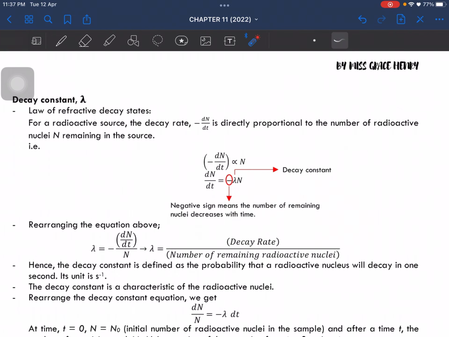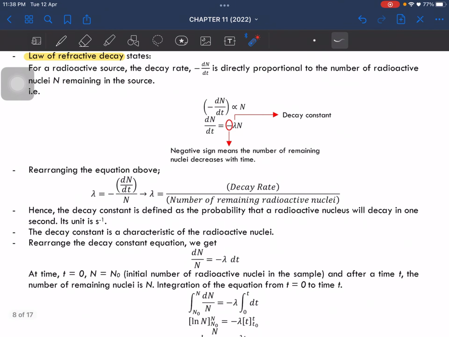Okay, decay constant, the symbol is lambda. Okay, so there's a law in this section. So the law is on the law of radioactive decay. So the law states that for a radioactive source, the decay rate is directly proportional to the number of radioactive nuclei remaining in the source. Okay, so mathematically it can be written as shown here, where lambda is the decay constant and the negative is just telling us that the number of remaining nuclei decreases with time.